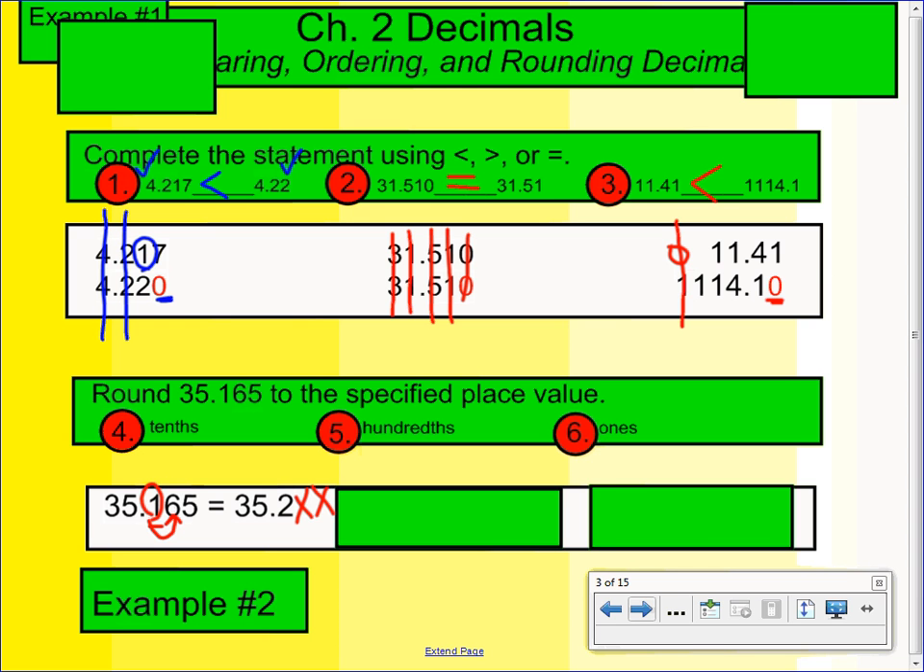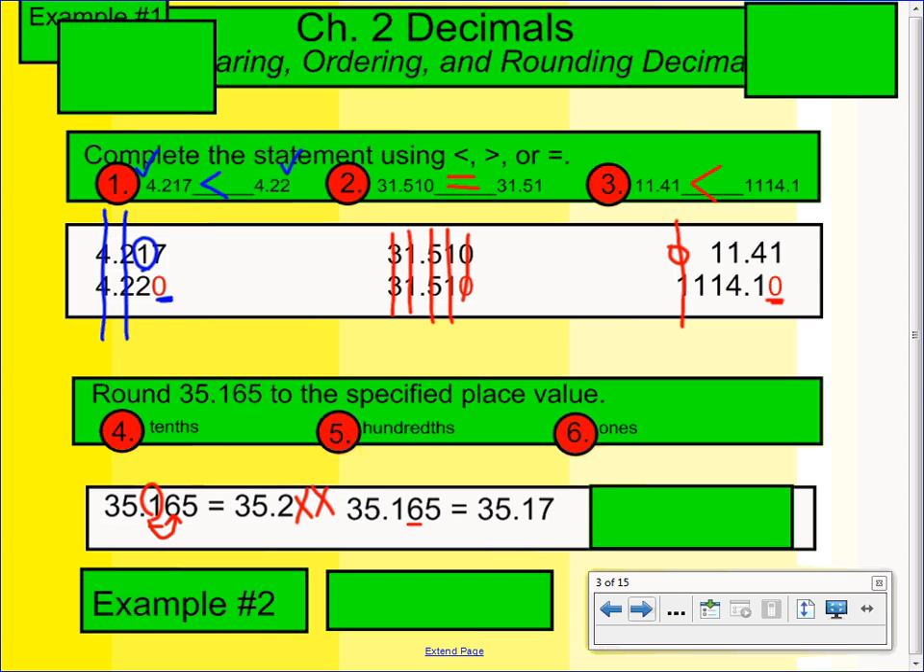In number 5, since I am rounding to the hundredths place, I would underline the 6. I would look to the right. The 5, since it's 5 or greater, tells me to round that 6 up to a 7. And remember, no digits after the hundredths place. Then finally, in number 6, we're rounding to the ones place, which is our whole number. So we're going to underline the 5. We look to the right. It's a 1, which tells us to keep that 5 the same. And that's going to give me an answer of 35.